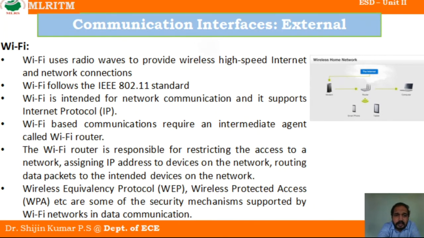The security mechanisms available in Wi-Fi are Wired Equivalent Privacy, that is WEP, then Wi-Fi Protected Access, that is WPA, etc. If you take your mobile phone and look into the Wi-Fi settings, you can see all these things, WEP, WPA. You can see these in your mobile phone also, if you are making your mobile phone a Wi-Fi hotspot. These are some security mechanisms supported by Wi-Fi networks in data communication.